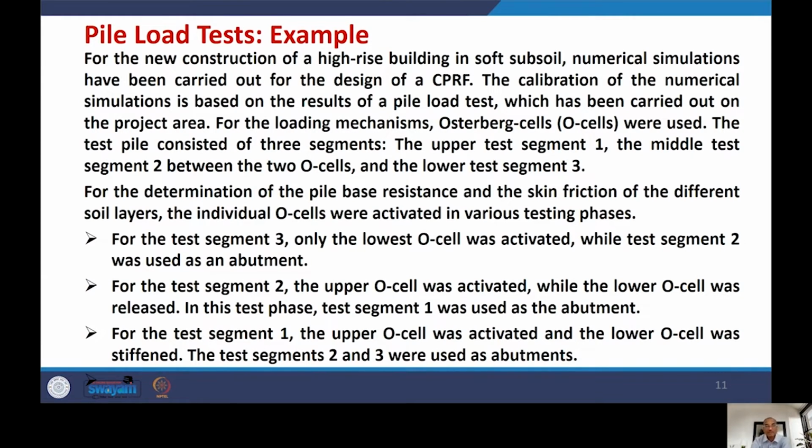For example, for test segment 3, for determination of the pile base resistance and skin friction, only the lowest O cell was activated, while test segment 2 was used as abutment. For test segment 2, where we need to determine only the skin friction, not the base resistance, the upper O cell was activated while the lower O cell was released, and in this testing phase, test segment 1 was used as the abutment. When you go to test segment 1, that is the top one, there you find only the skin friction, not the base resistance. Again, the upper O cell was activated and the lower O cell was stiffened. At the same time, test segments 2 and 3 were used as abutment. So this is how we can find the base resistance and the skin friction for different segments of the piles.